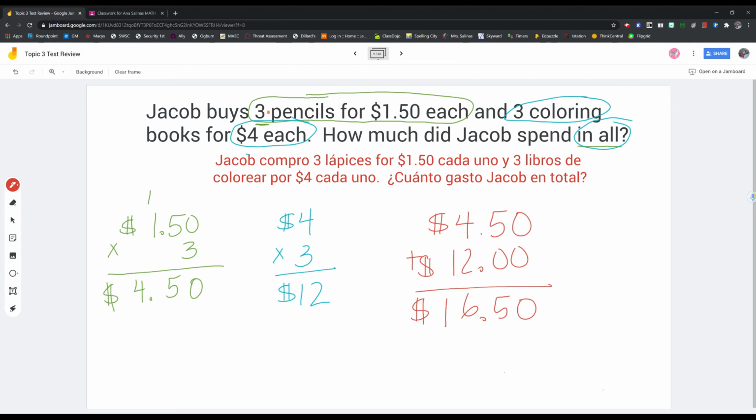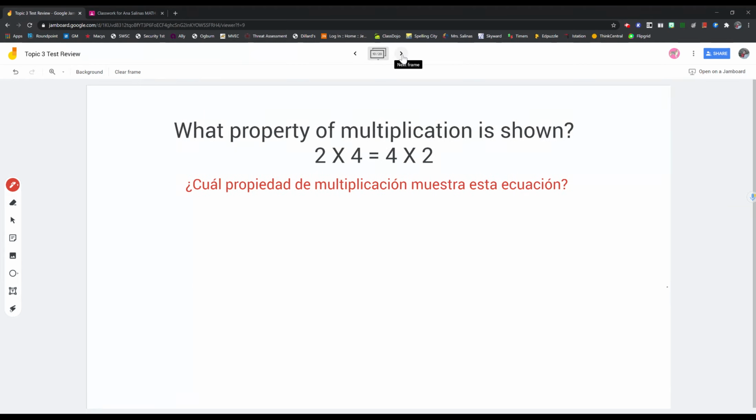First, you had to find out the total for the 3 pencils, that was $1.50 each, and then the total for the 3 coloring books, that was $4 each. Once you have those two amounts, you add them up to find the total he spent in all.